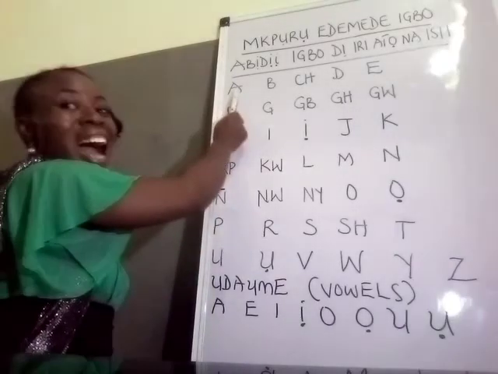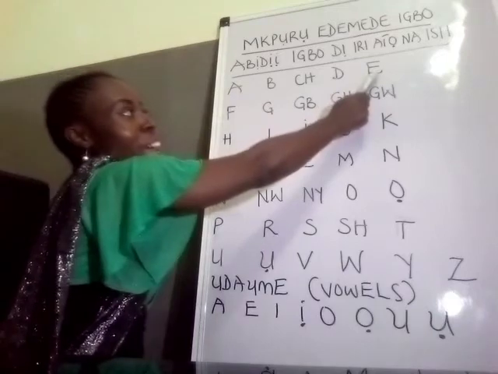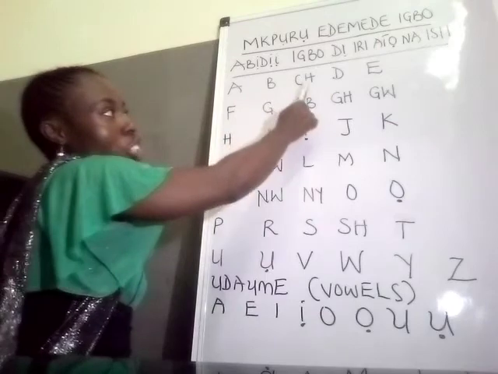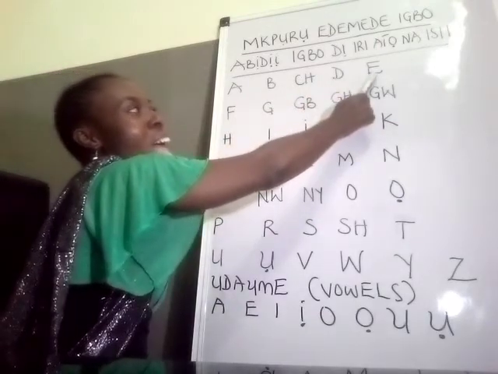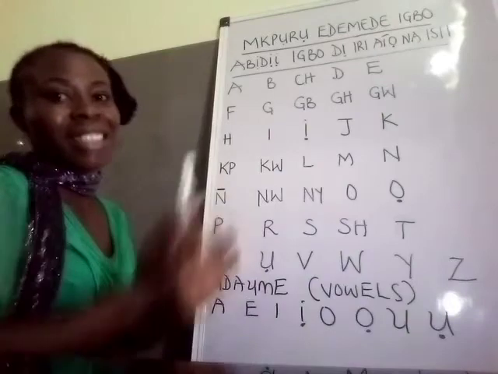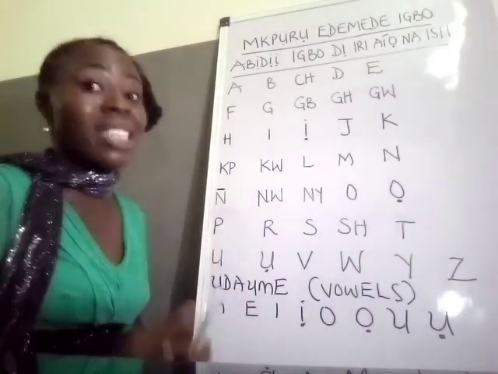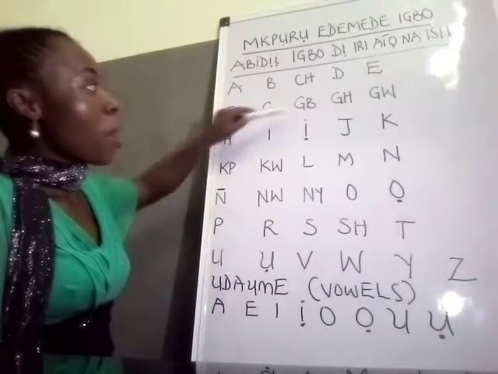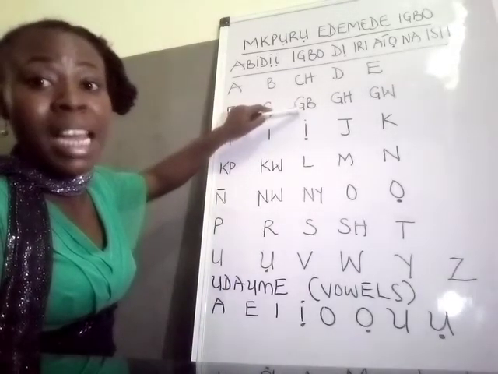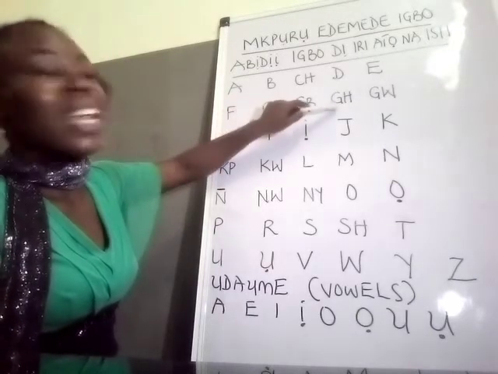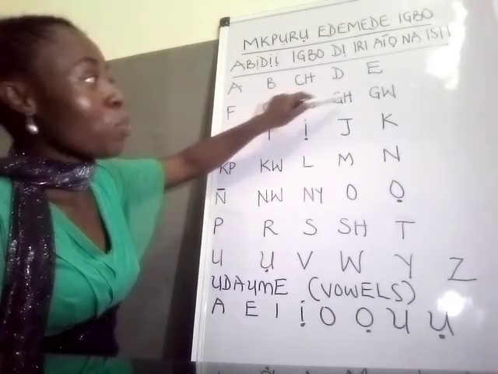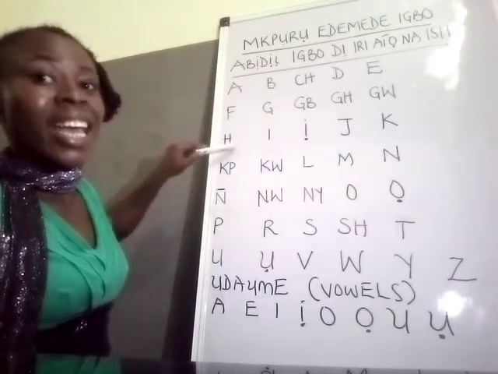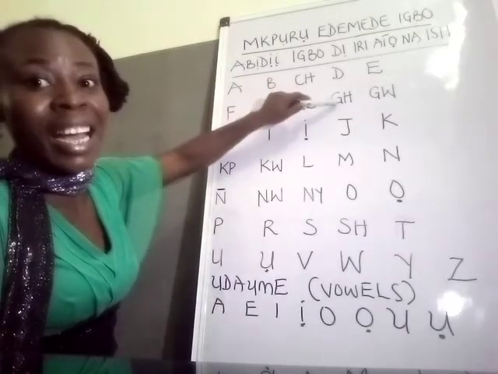This is A. This is E. They are not the same thing. A is A. B, C, D, E. E is E. E is always known as E. F, G, H. Look at this one.